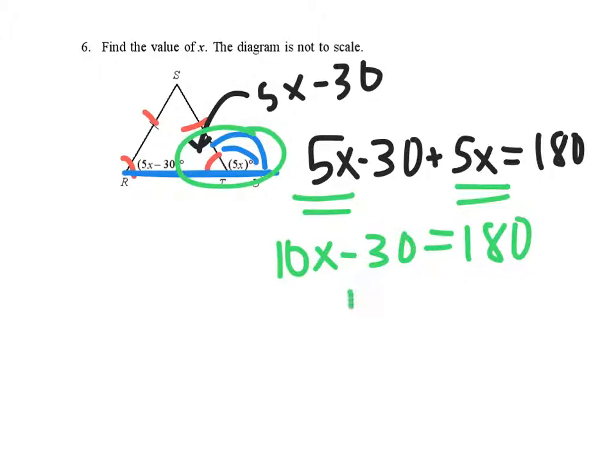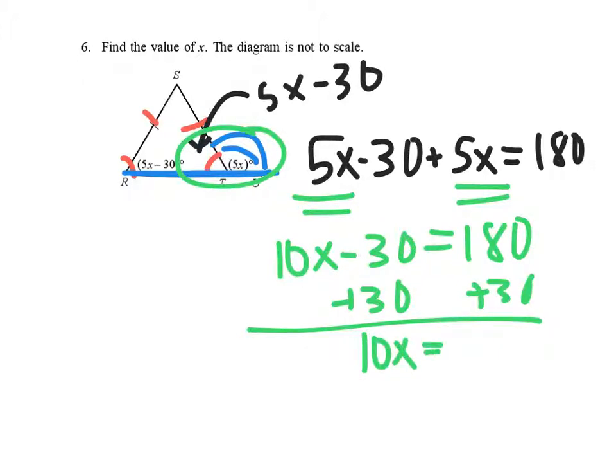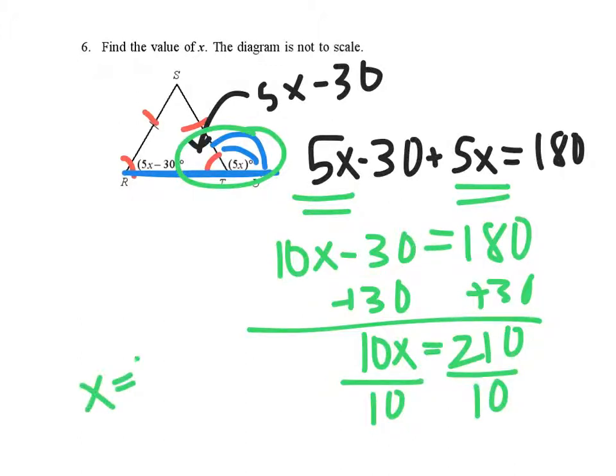We're going to add 30 to both sides. When I do that, I get 10x equals 210. And then we'll just divide both sides by 10, and we get x equals 21. And that would be my final answer. So just add them together, set them equal to 180, get x by itself.